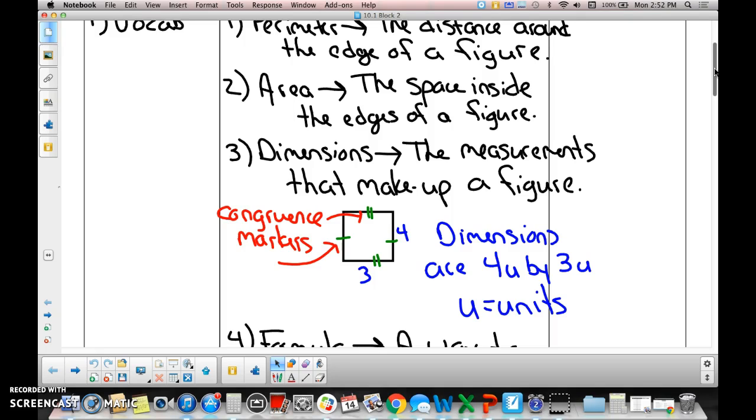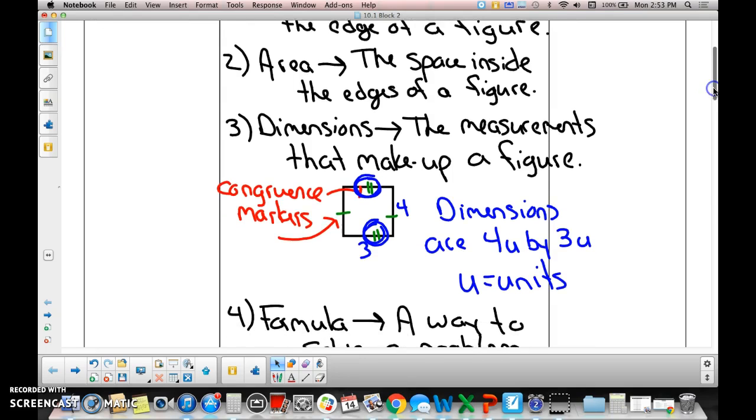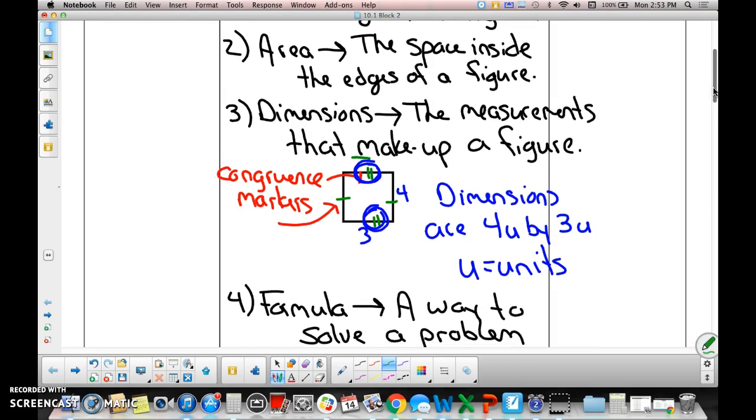And what are the dimensions of a shape? What are they, Annika? The measurements. Everybody tell me what is true of the side that I just circled and the side that I just circled. Everybody. They're equal. They are the same length, they are congruent because of our congruence markers, correct? Yep. Okay. And could everybody tell me the dimensions of this particular shape?